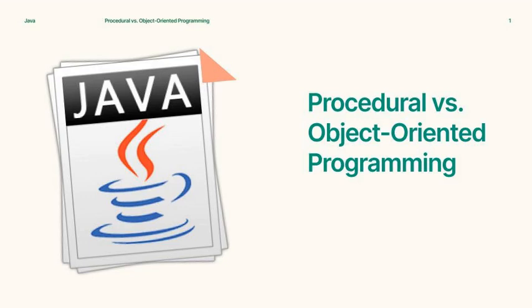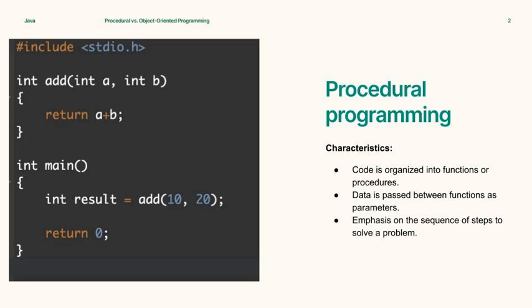Today, we're going to explore two programming paradigms, procedural programming and object-oriented programming. By understanding these two approaches, you can appreciate different ways to structure your code and see why Java is built around object-oriented programming. What is procedural programming?